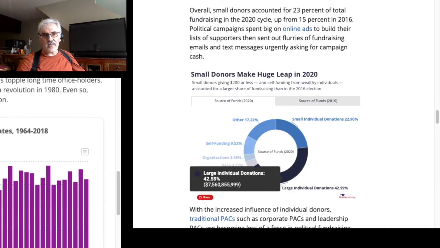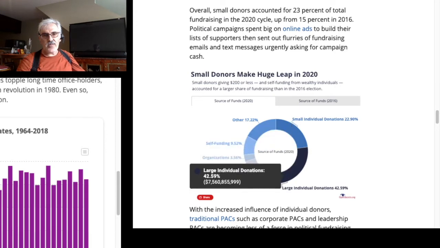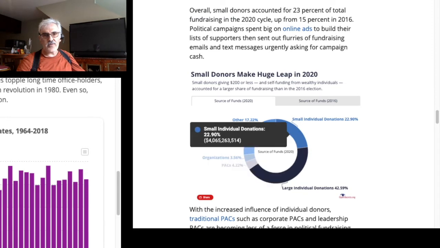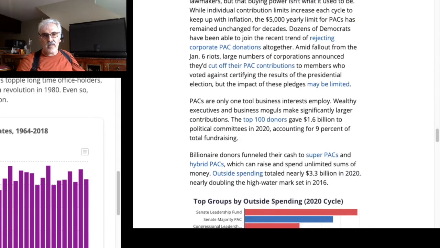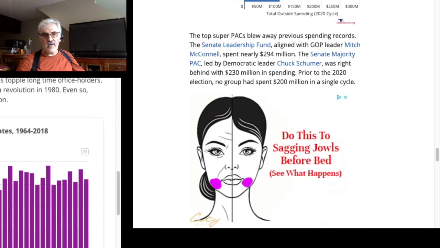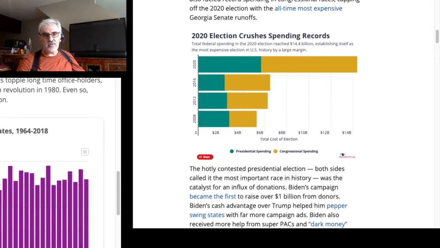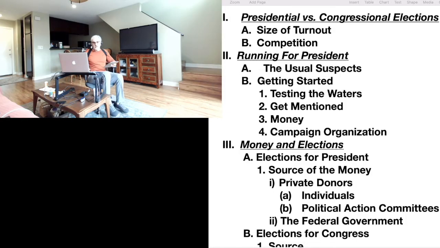And here's large individual contributions and small donors. You can see their number, 7.5 billion versus 4.065 billion. So anyway, a lot of money has been spent, and there's a lot of spending by outside groups. I told you about the outside group spending. This is the most important and most expensive election that we have had in a very long while. All right.